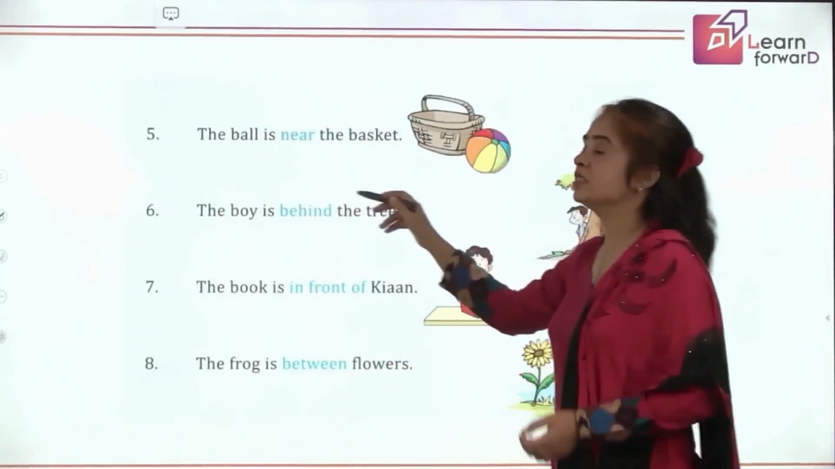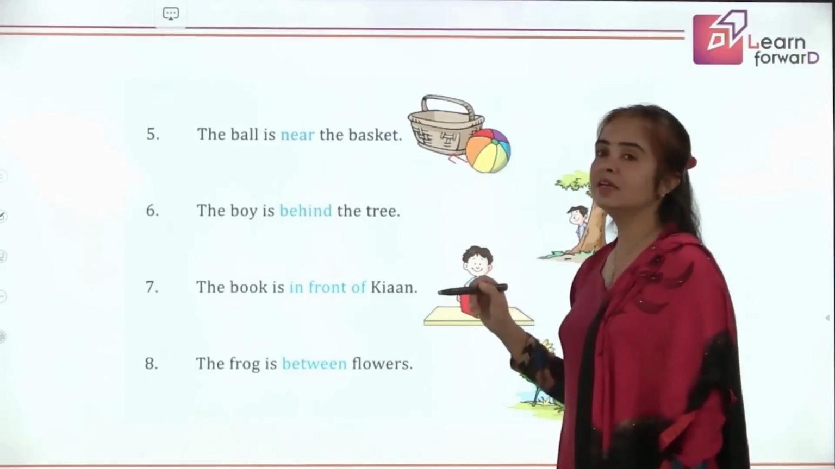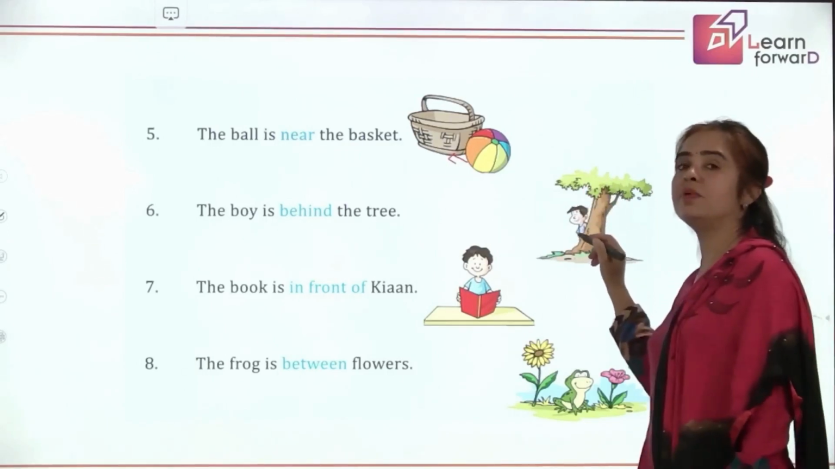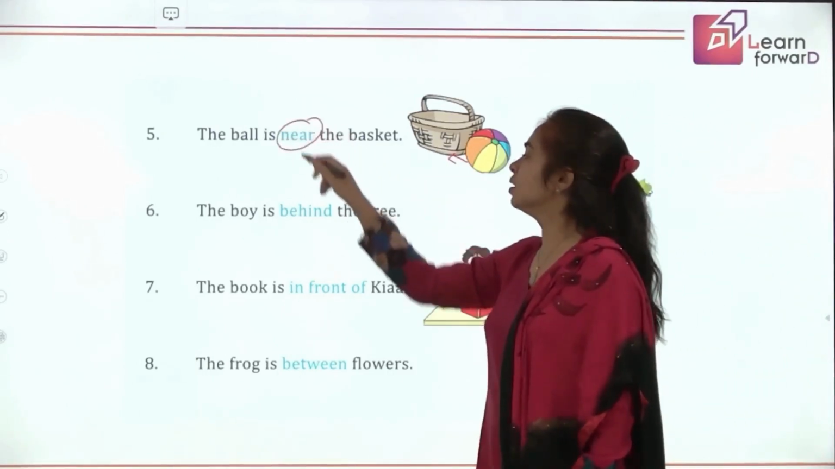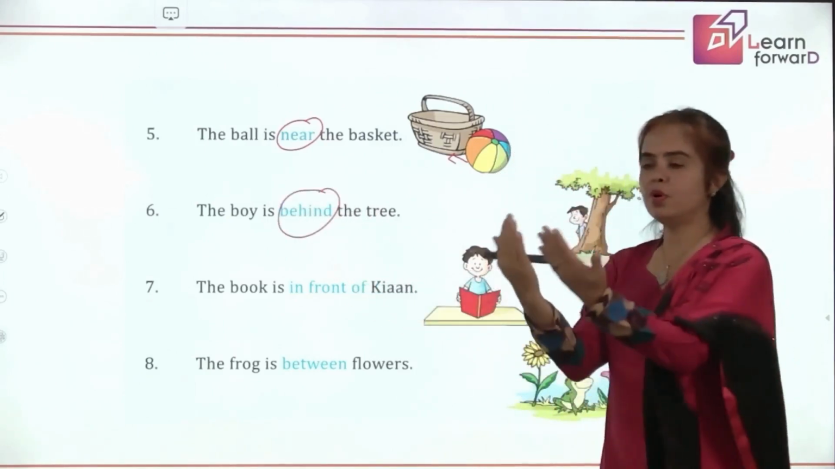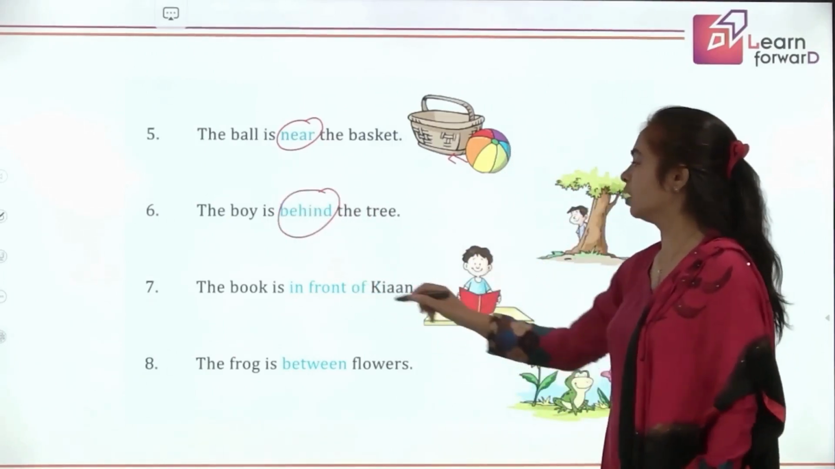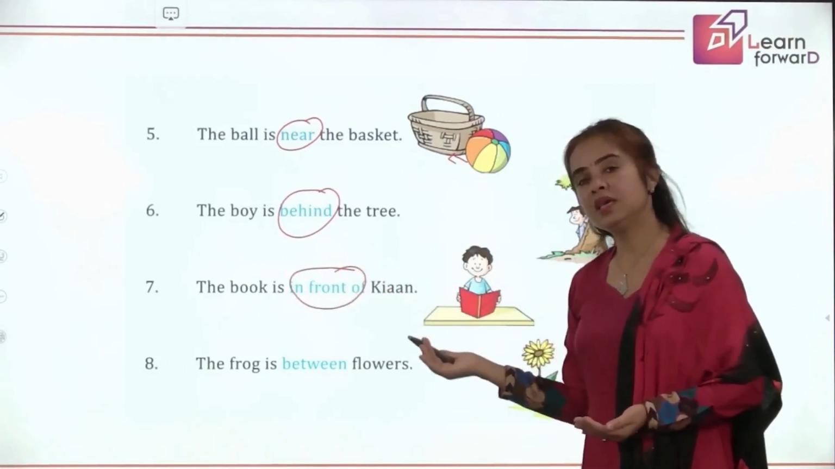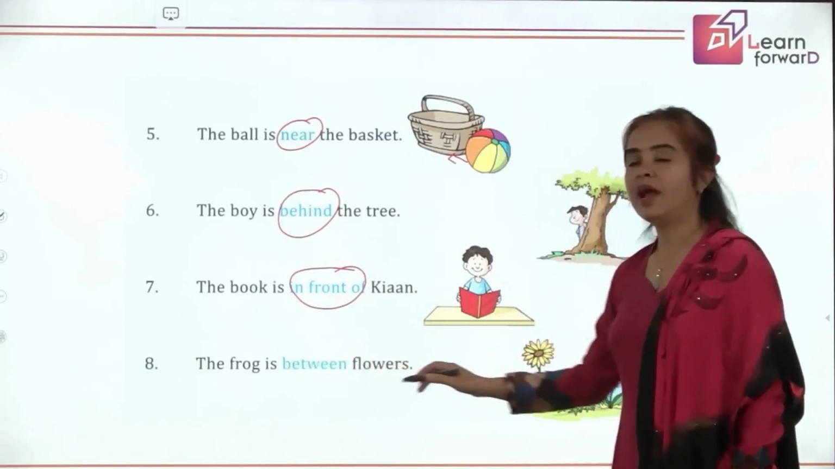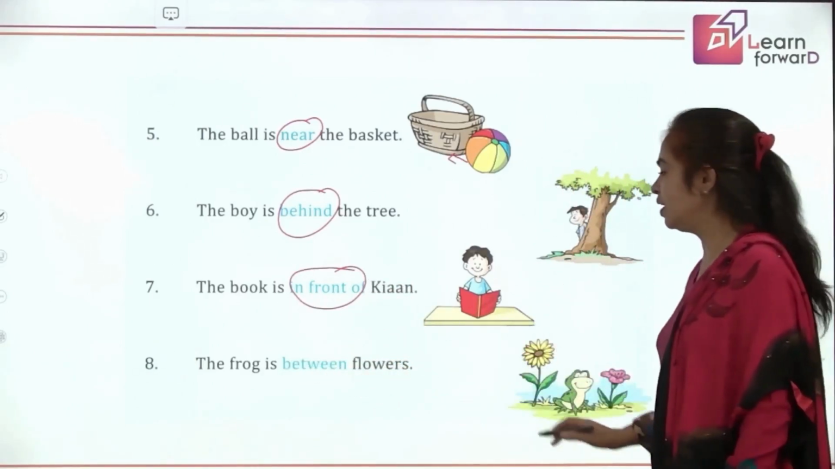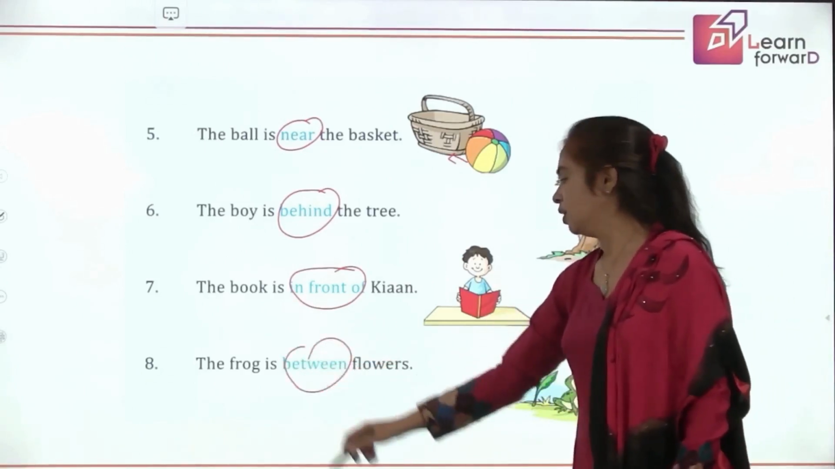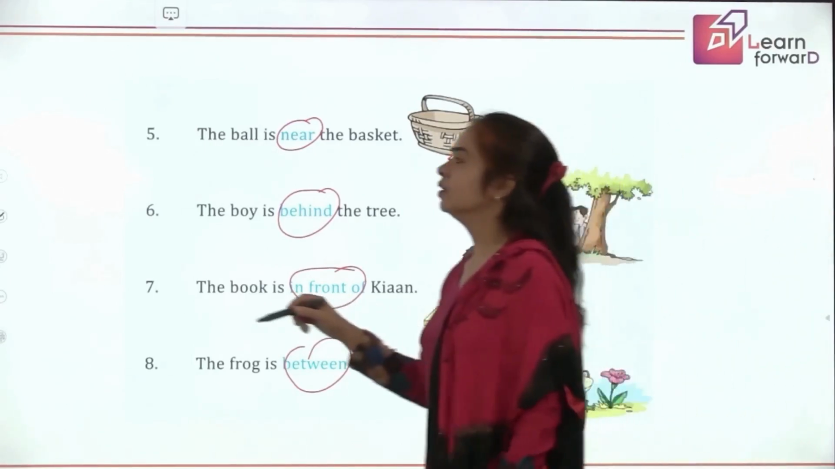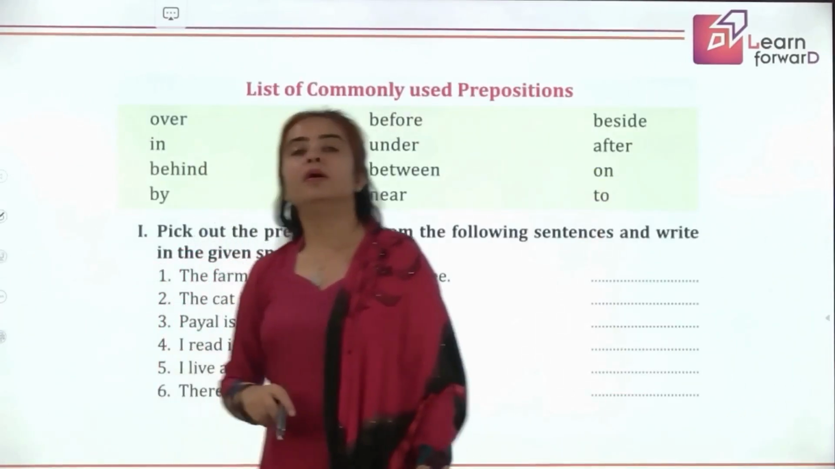Let's look for more sentences. Where is the ball? It is near the basket. The boy is behind. Can you see? He is behind the tree. So near, behind. The book. Where is the book? It is in front of Kian. So this again is showing the position of the book in relation to Kian. This is again a preposition. And where is the frog? It is between flowers. So again, you have the position word here, the location, and these words are called prepositions.